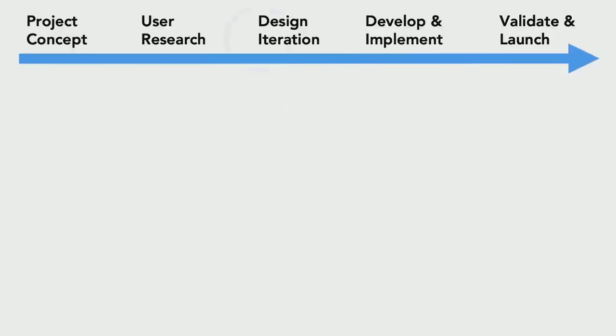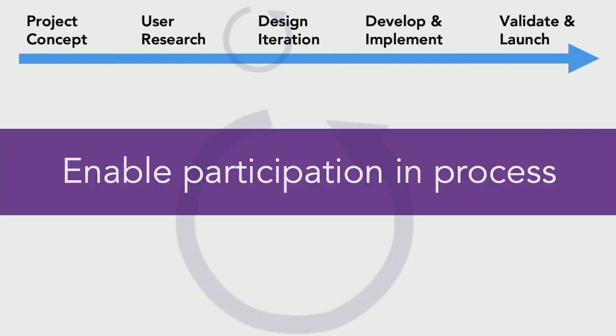So it doesn't really matter what your process is. I throw this out as a very loosely defined design process: project concept, user research, design iteration, development and iteration, and validation and launch. You can call it whatever you want, right? Again, as I said, it really doesn't matter. The goal is, how do we enable participation in the process itself, right?